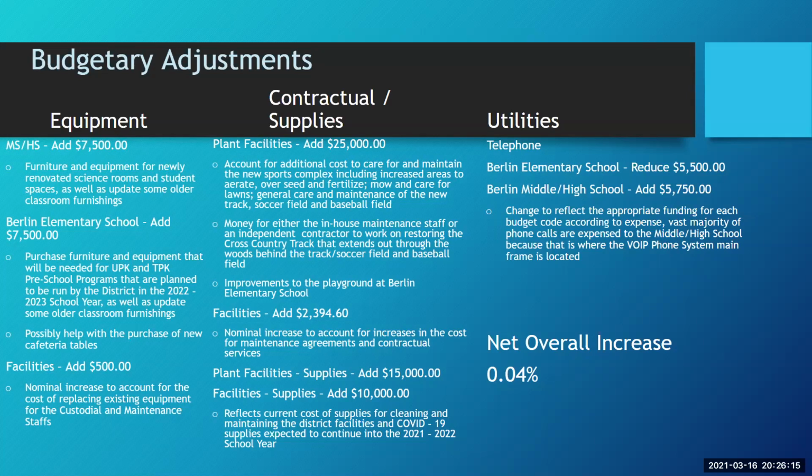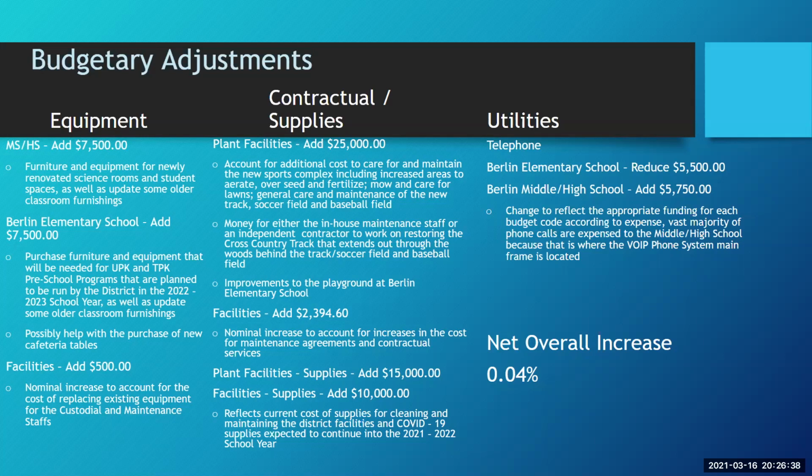I added $500 to the facility budget line. It's a nominal increase to account for the cost of replacing existing equipment for the custodial and maintenance staff. Under the contractual and supply codes, first being plant facilities, I added $25,000 to the contractual account.